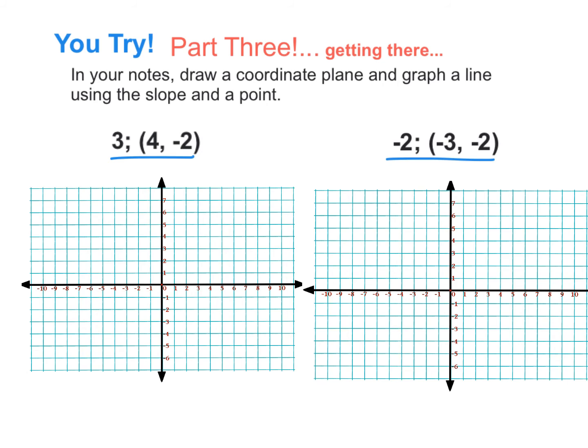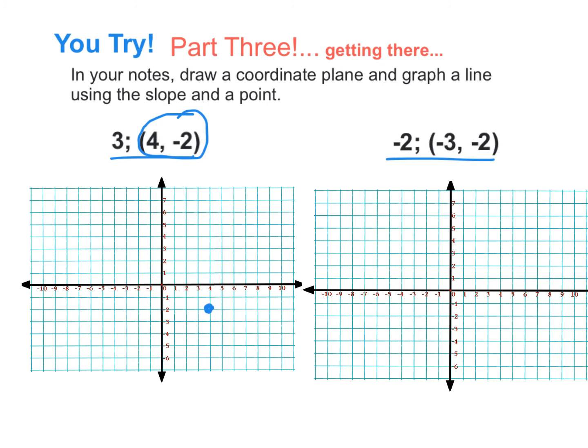So for our first one, let's take a look. The first thing we need to do is plot our point, or get our starting point for our line. So that is 4, -2. So I'm going to go over 4, down -2, and my point goes right there.